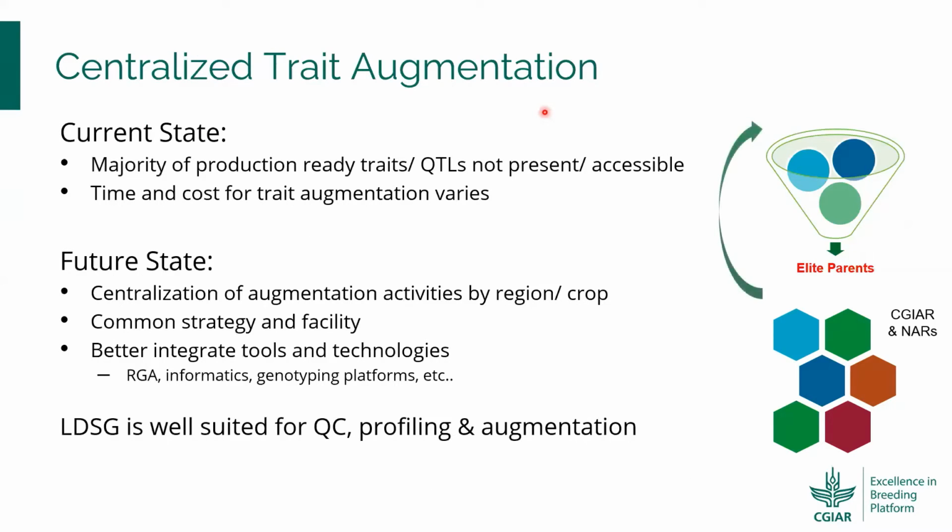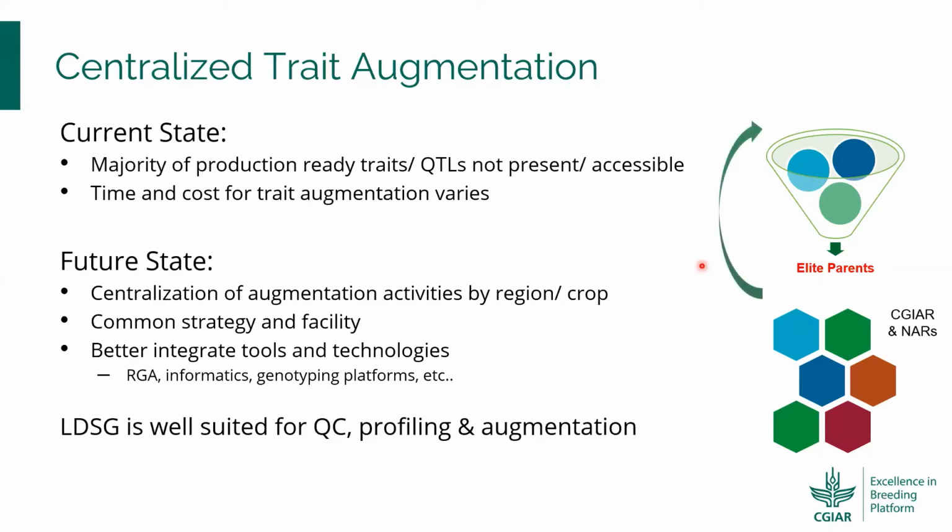So first is development of a common strategy to enable centralized trait augmentation. So the main difference between trait augmentation versus the routine marker-assisted backcrossing or marker-assisted forward breeding is that trait augmentation focuses on delivering key traits into parental lines. So the end product of augmentation is not the final breeding product, but actually just better starting materials for breeding programs. So why are we doing this?